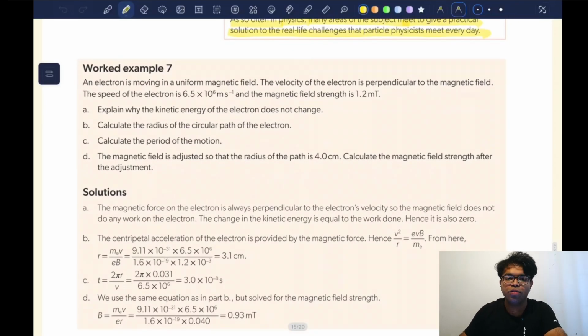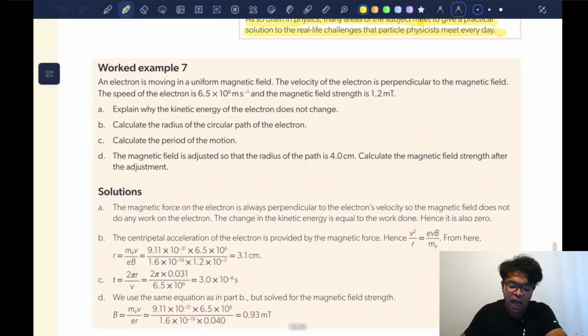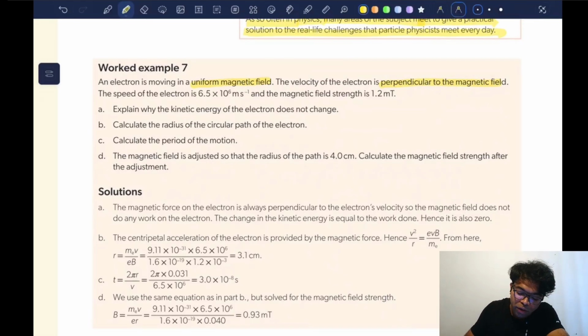The first question that we have is an electron is moving in a uniform magnetic field. A uniform magnetic field has been given to us. The velocity of the electron is perpendicular to the magnetic field. Very good. So when it is perpendicular to the magnetic field, instead of getting a helical path, you will get a circular path. They have given us the speed, and the magnetic field strength is 1.2 millitesla.